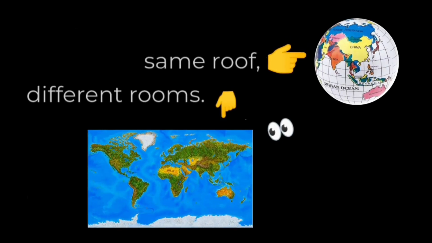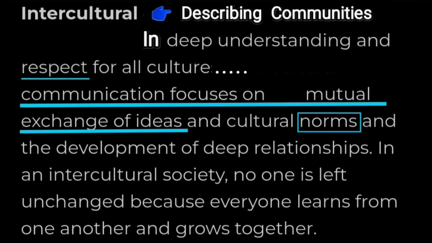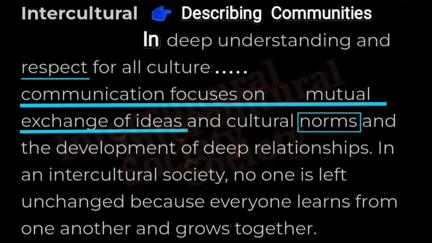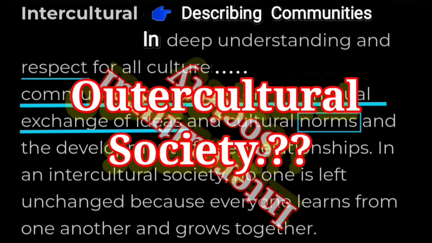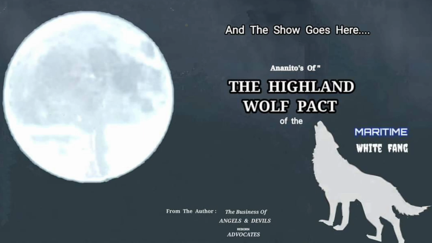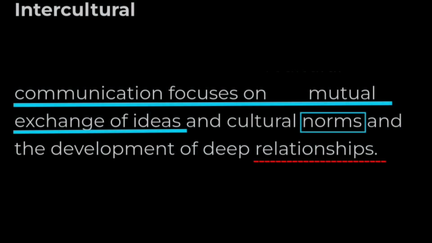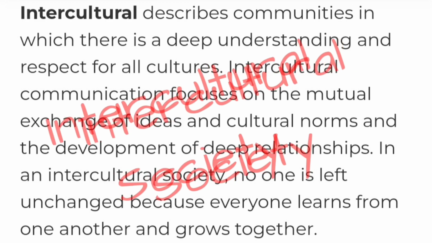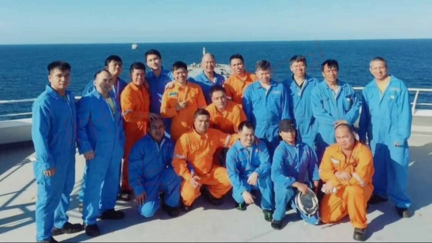Although the Earth has the same roof with different rooms, humans are still living on the same planet Earth. So everyone belongs to the same intercultural society. Outside of it, you would not belong to planet Earth; you would belong to another planet, maybe Mars or the Moon. So intercultural communication focuses on the mutual exchange of ideas to develop deep relationships. The goal is to have a harmonious relationship. That is the intercultural society, with exposure and trainings on board ship vessels for seafarers themselves.